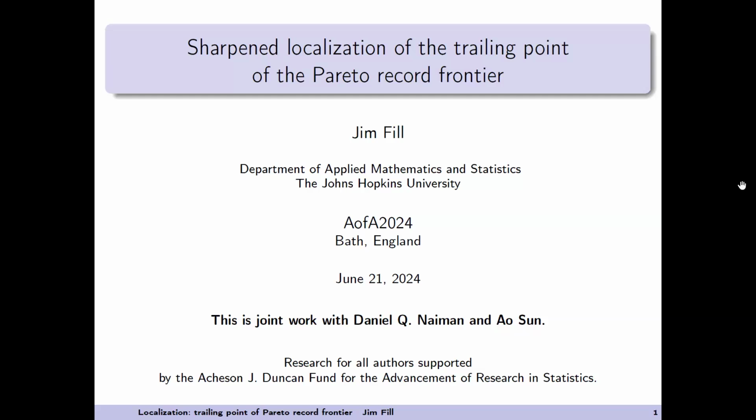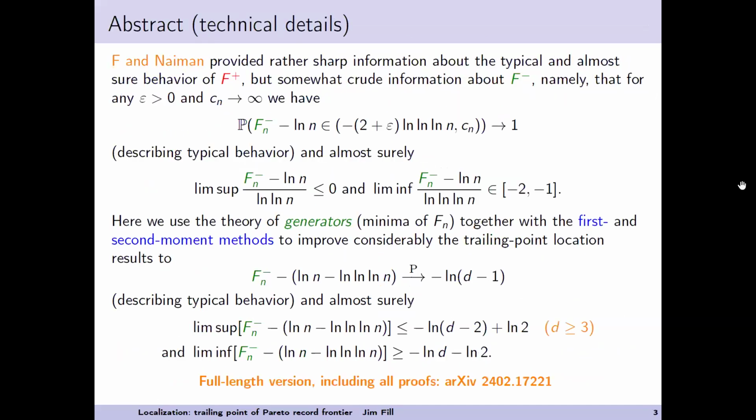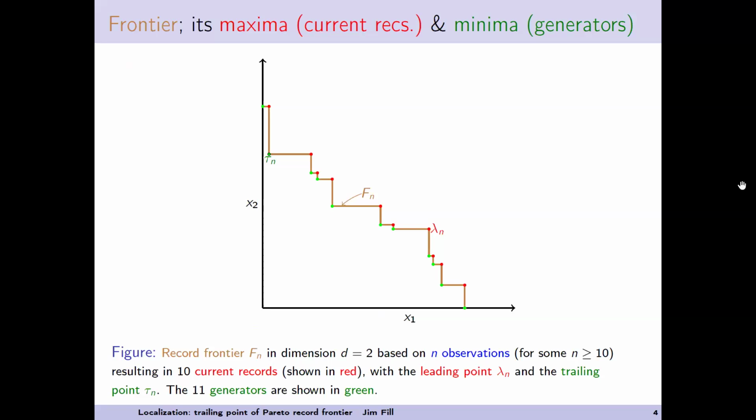Thanks. Good morning, everybody. That is what I'll be talking about. This is joint work with my colleague at Johns Hopkins, Dan Naiman, and my current PhD student named Ao Soon. I think I'll skip over the first two slides of writing and go directly to a picture to tell you about multivariate Pareto records. This is something I've been studying for the last several years.